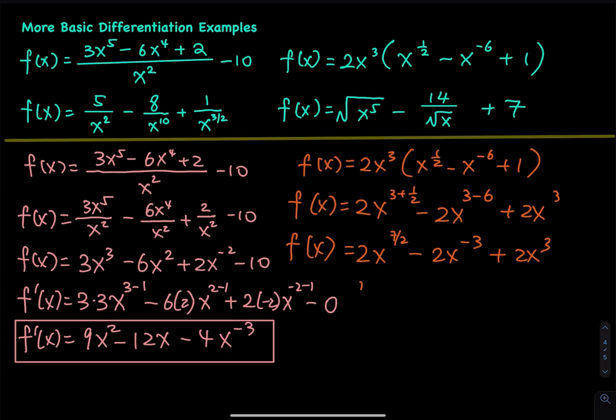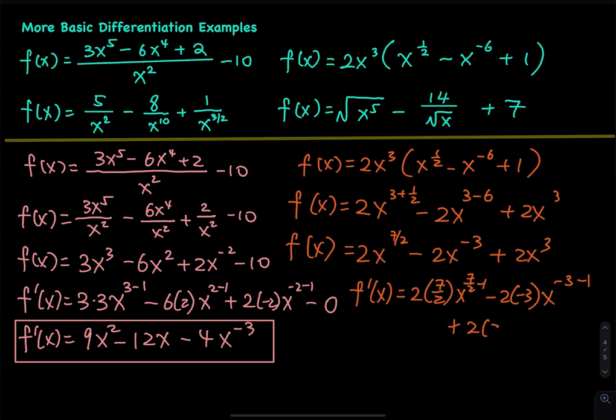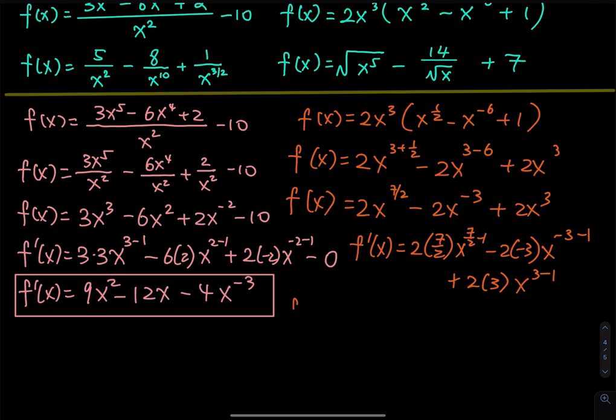Now we take the derivative. F prime of x, we bring the fraction down, and then take the fraction minus 1, and then we bring the negative 3 down, and then take the negative 3 minus 1, and then we bring the 3 down, take the 3 minus 1. It is just that simple. And then f prime of x is equal to 7, x to the 5 over 2, plus 6, x to the negative 4, and then plus 6x squared. That's it.